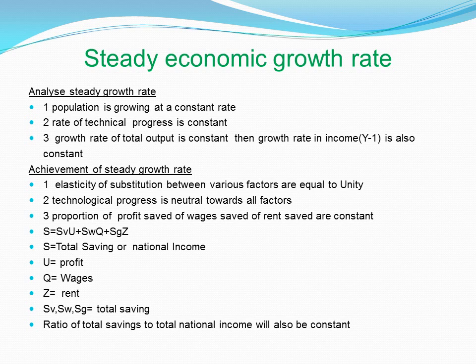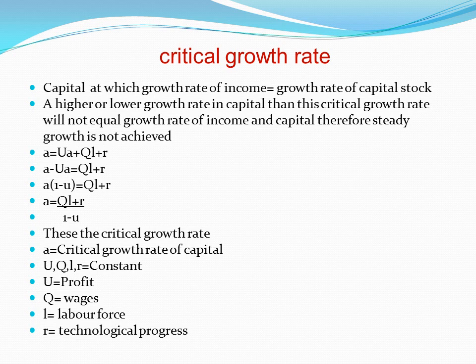S denotes total saving of national income. U represents profit, Q represents wages, Z represents rent. SV, SW, SG represent the saving proportions. The ratio of total saving to total national income will also be constant. Critical growth rate: the growth rate of income is equal to the growth rate of capital stock. A higher or lower growth rate of capital than this critical growth rate will not equal the growth rate of income and capital. Therefore, the steady growth rate is not achieved.